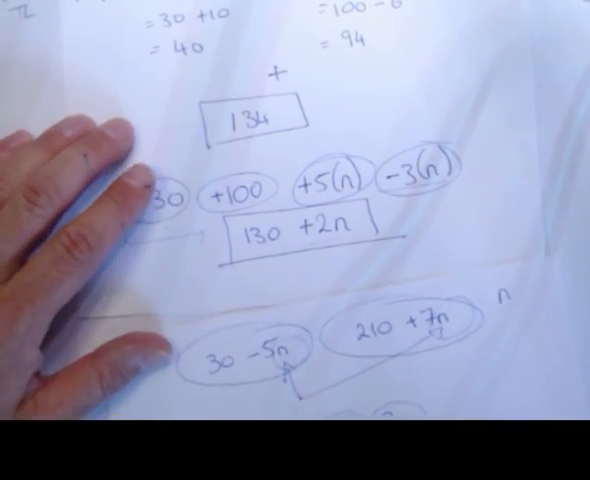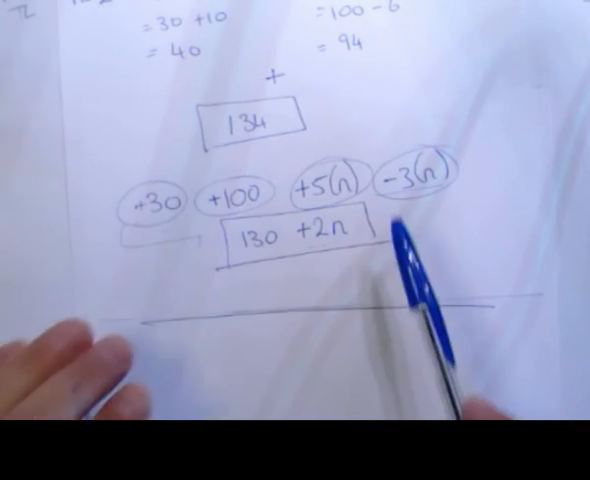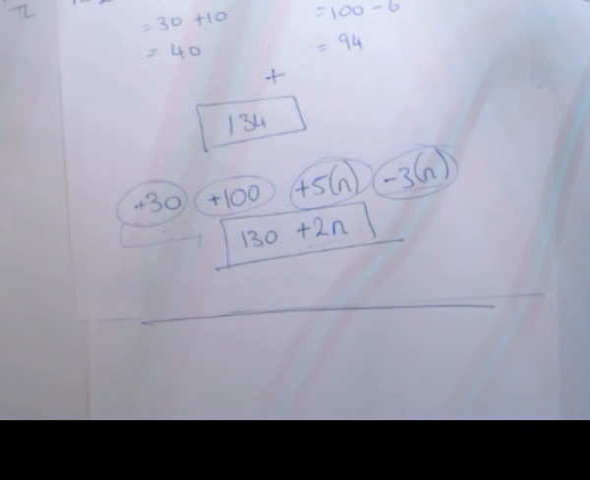So we're going to be practicing these questions, and you'll find out that they're very straightforward. You're just adding numbers and unknown numbers together in exactly the same way that you would add numbers, and that'll be no problem to you.